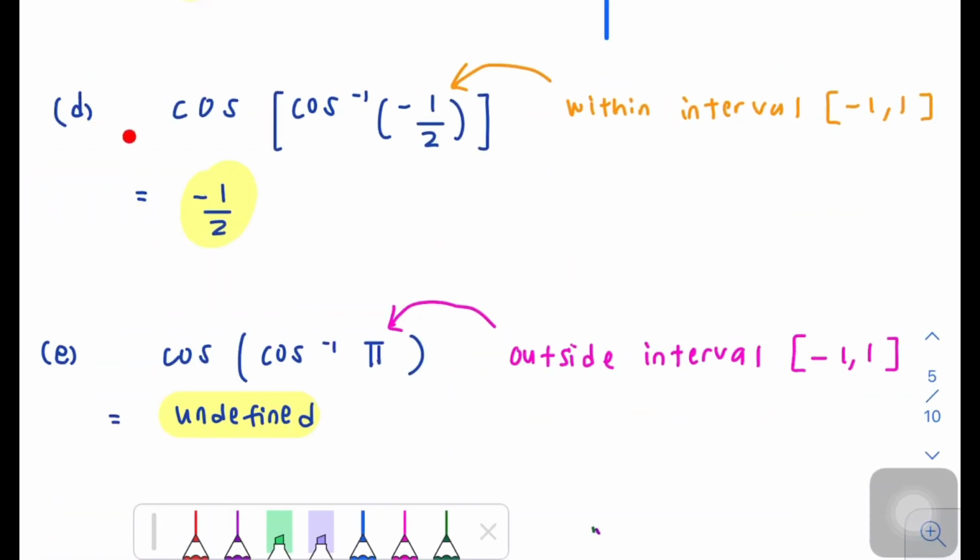Now let's see question D. Cos compose inverse cos negative half. So be careful. Now we need to take care of the domain of inverse cos, which must be the interval -1 until 1. So minus half is within -1 and 1. Therefore, we can just take this answer. Your answer is just negative half.